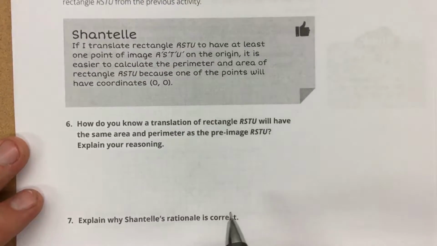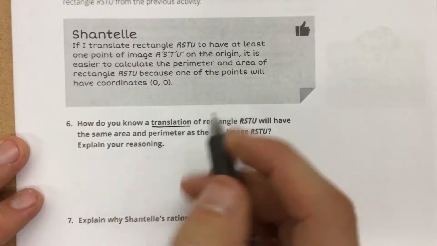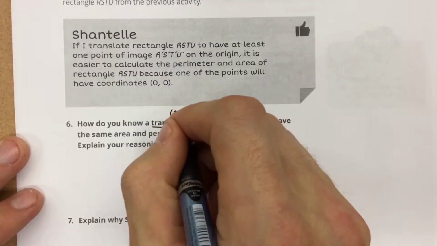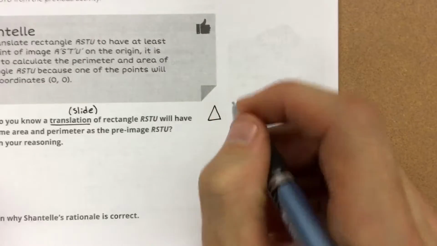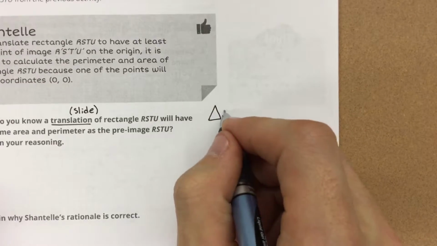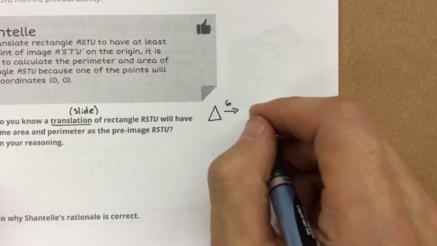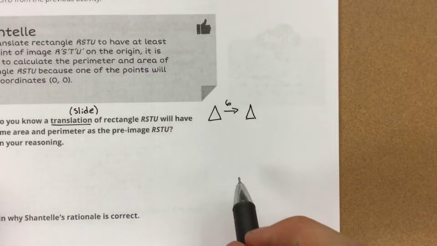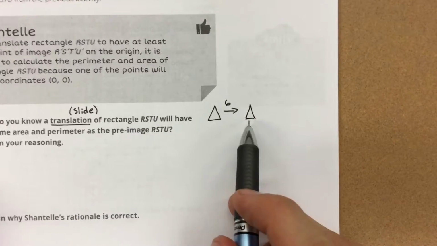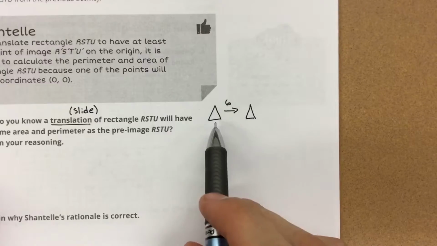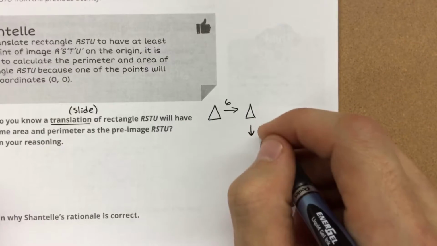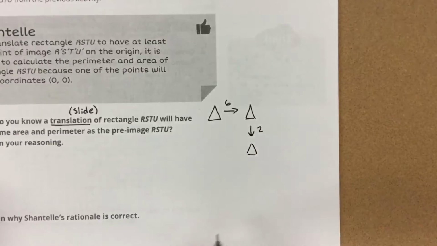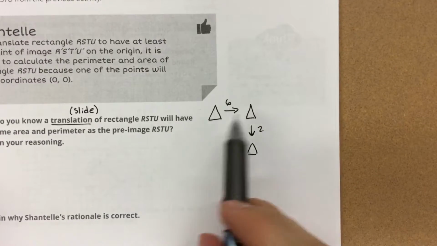So remember translations are the same as slides, okay? And a slide is, okay, so if I have a shape, say I have a triangle right here, a translation would be like if I wanted to move this over 6, if I wanted to move it to the right 6, I would have the same exact triangle. Obviously, I'm just drawing these, so they're not perfect, but you can imagine that these are the same triangle. Okay, a translation would be sliding it over. I could slide it down. Okay, say I'd slide it down 2. There's another triangle. Okay, so translations are just like sliding a shape around.